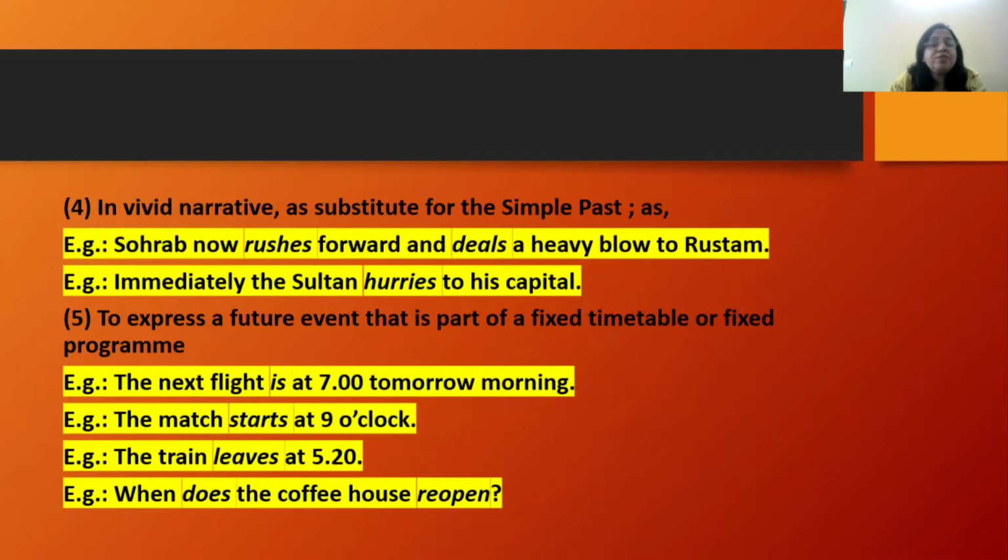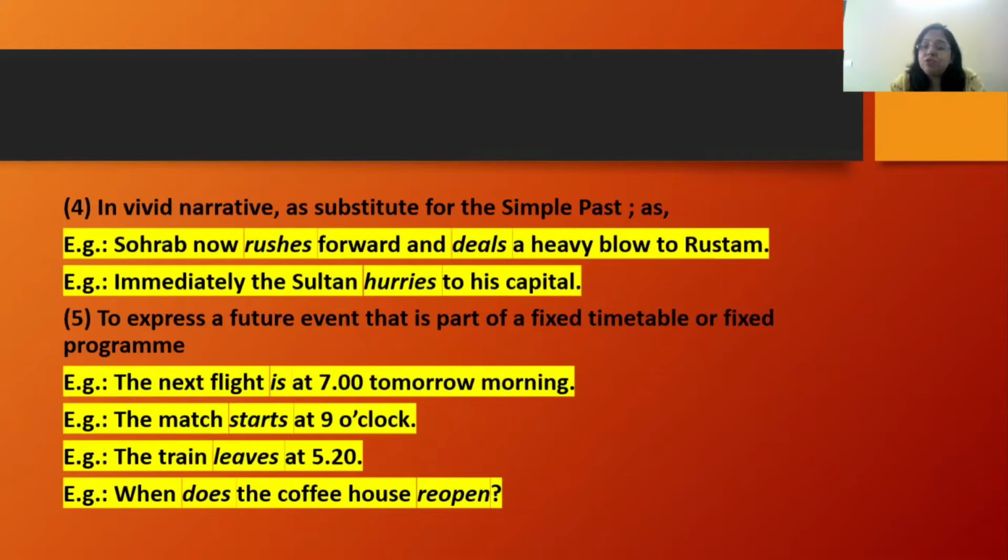Another case: to express a future event that is part of a fixed timetable or fixed program. Simple present tense or present indefinite can also be used to express a future event that is part of a fixed timetable or fixed program. For example: The next flight is at 7 tomorrow morning. Although the tense used here is simple present or present indefinite, it is telling us about the future event.